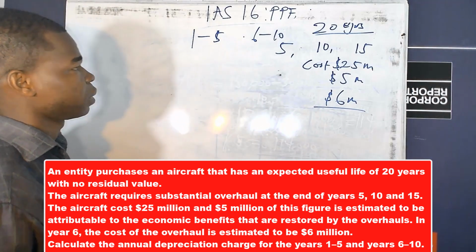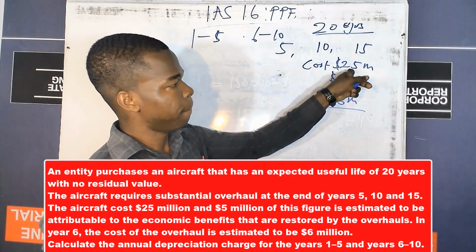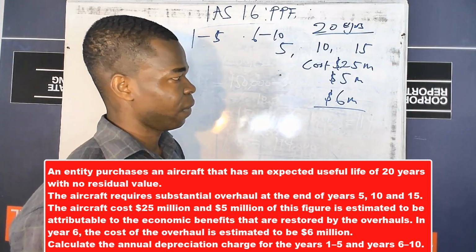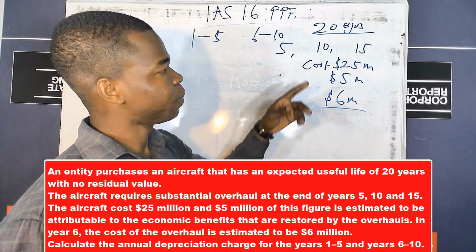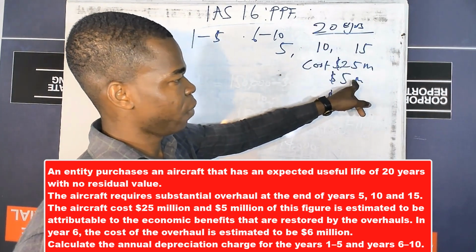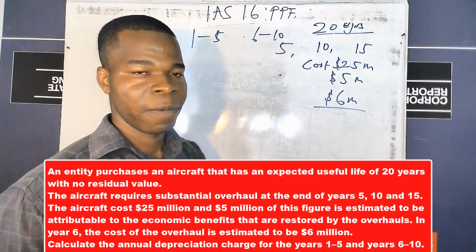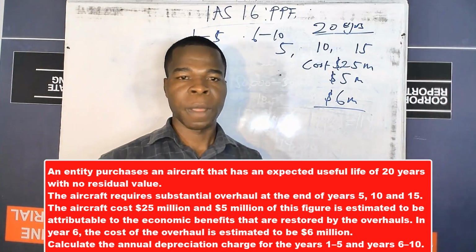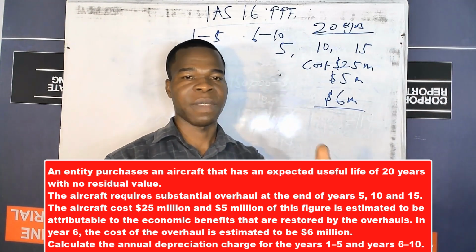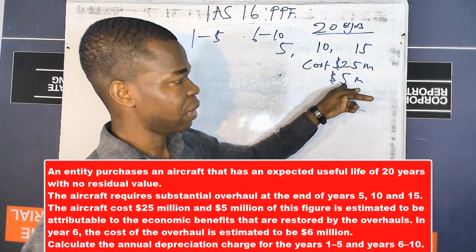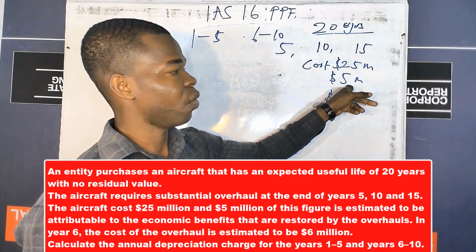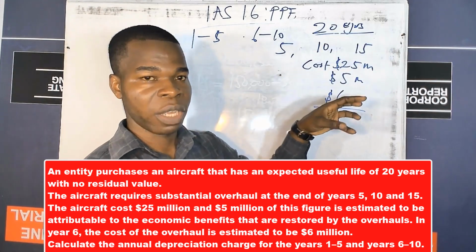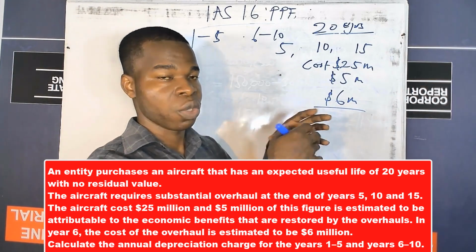And this is how you are supposed to go about it. So first, because of this major inspection, which has a different useful life, we cannot use the 20 years for the 5 million major inspection, because they said the overhaul, the major inspection, is supposed to be carried out after every 5 years. So when it happens like this, you cannot use the 20 years of the useful life for the 5 million, or the major inspection component.